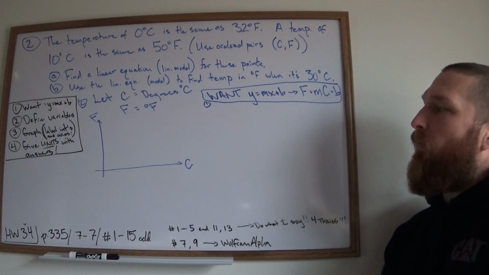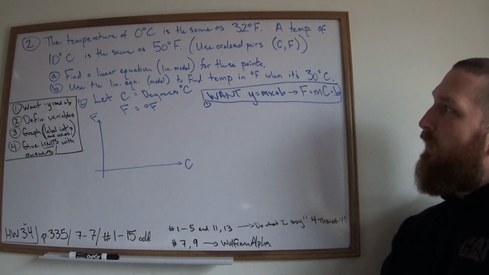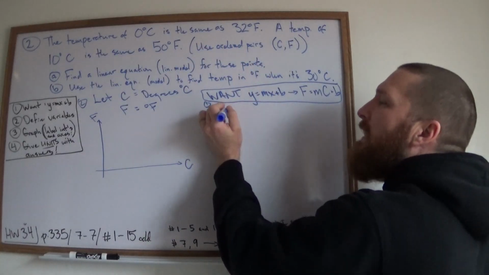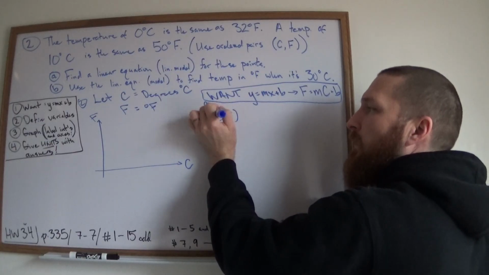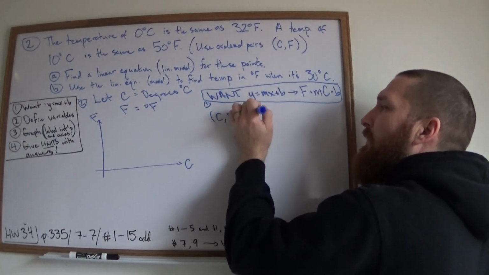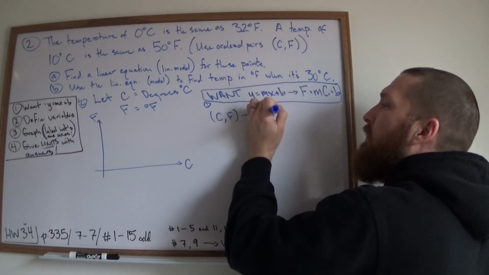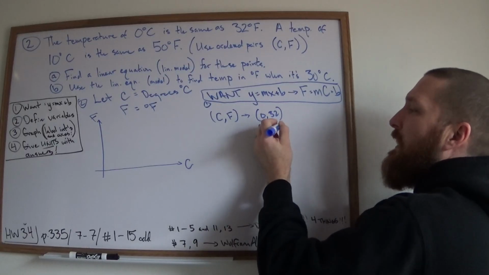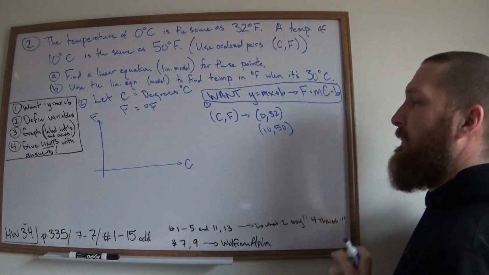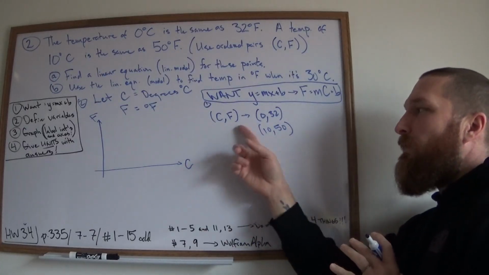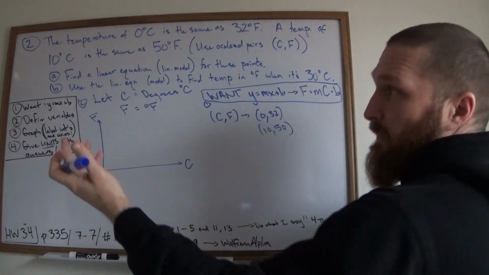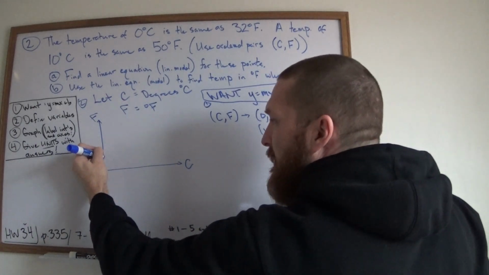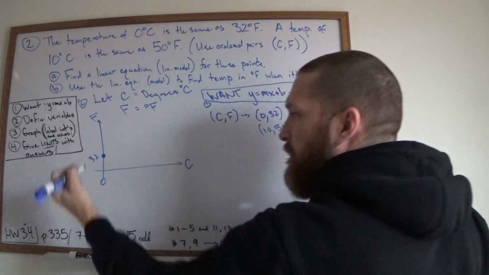Now let's use our points. When C is equal to 0, because it even tells you to use ordered pairs. Now if you want to write that out, that's cool. You don't have to do this, but you could go, okay, that's CF. And we have then 0 for C and 32 for F. We have 10 for C and 50 for F, right there. Don't need to actually write the points out. I would just say, well, hold up. When C is 0, F is 32. So here's my first point.